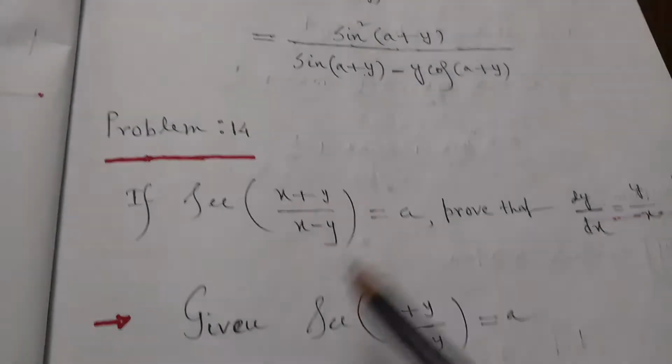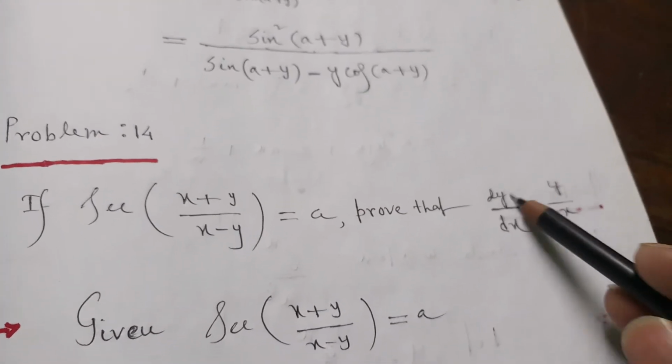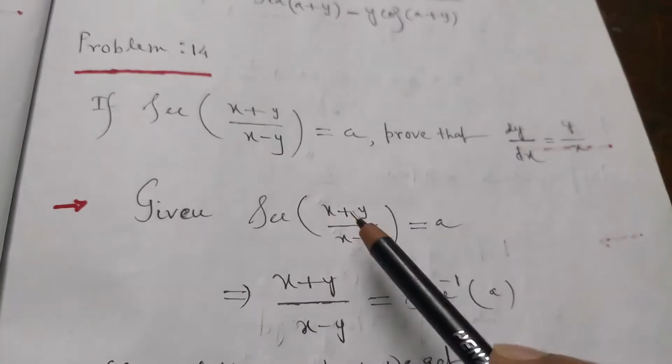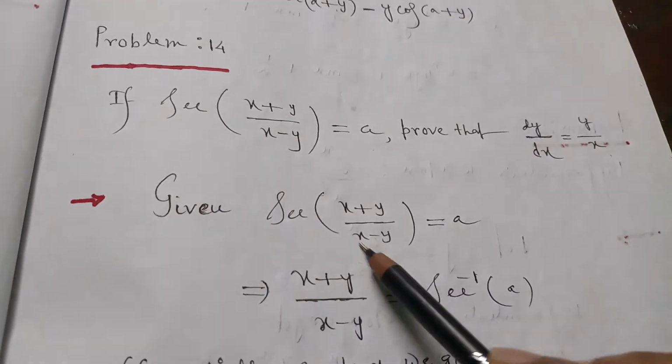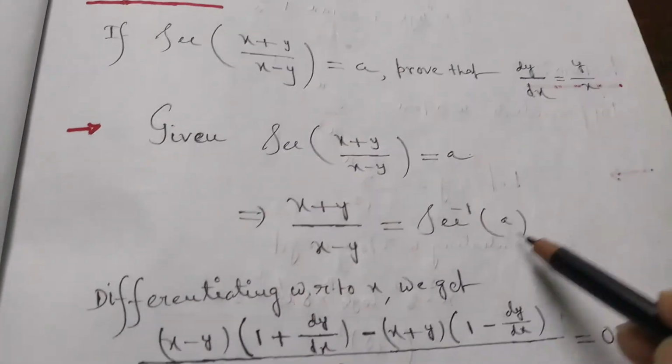If sec⁻¹((x+y)/(x−y)) = a, then prove that dy/dx = y/x. How to prove it? Given obviously sec a = (x+y)/(x−y), so (x+y)/(x−y) = sec inverse of a.